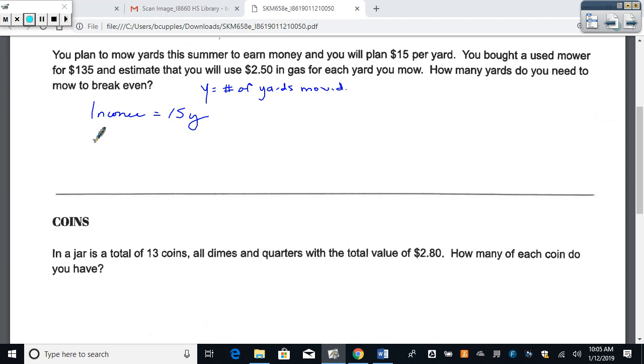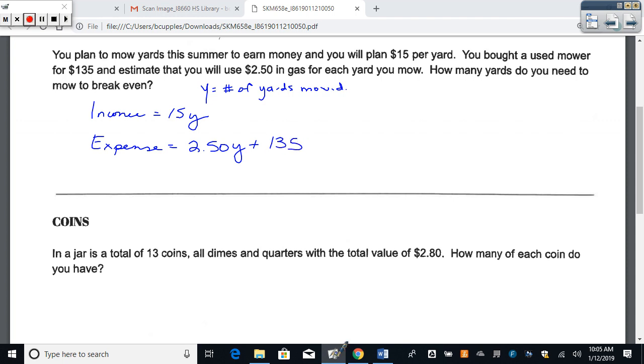Our expense is $2.50 in gas, okay? And then we also have $135 for a one-time purchase of a mower, okay? So we have something like this. $2.50 per yard plus $135 for the mower, okay?